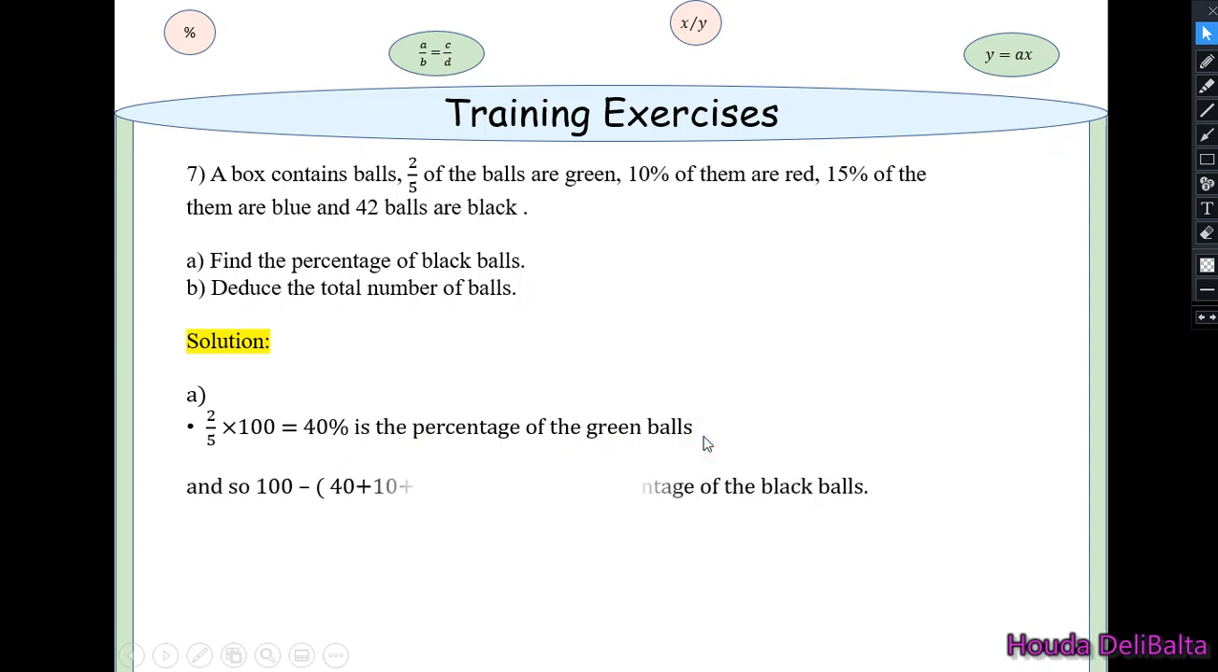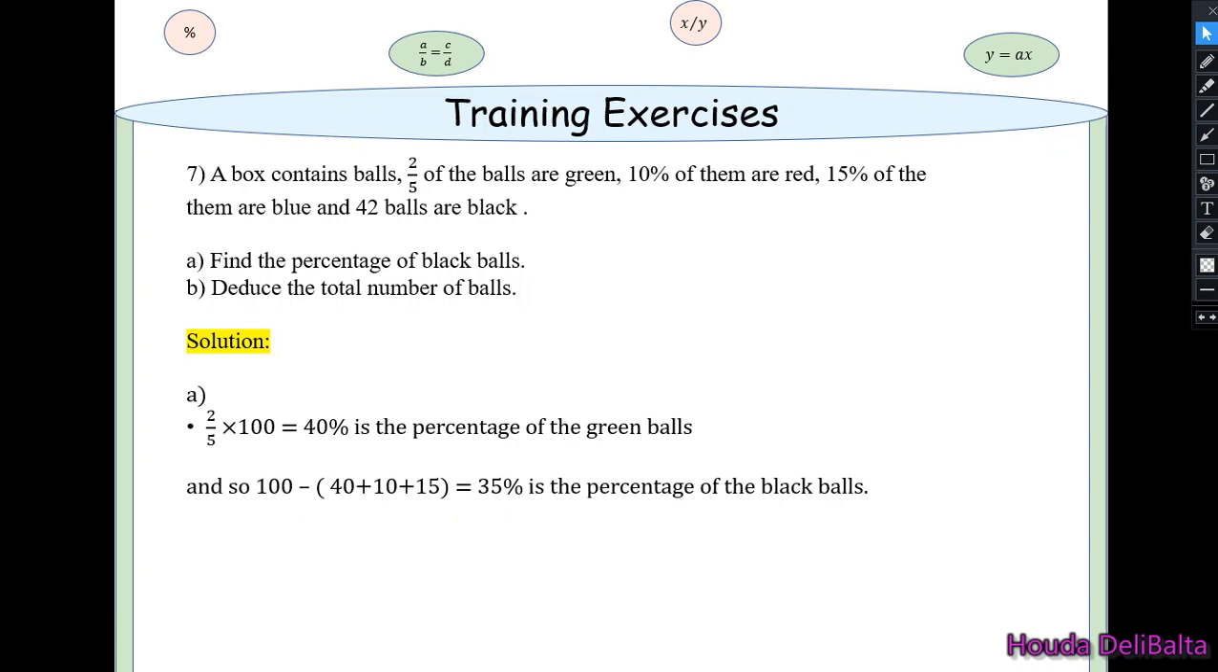Now, if I subtract from 100 the percentage of the green balls, which is 40, plus the percentage of the red ones, plus the percentage of the blue ones, I'm going to get 35%, which is the percentage of the black balls. So this is how to find the percentage of the black balls. I change this fraction or ratio into a percentage by multiplying it by 100. Then I subtract from the total percentage, which is 100, to get the rest for the black balls.